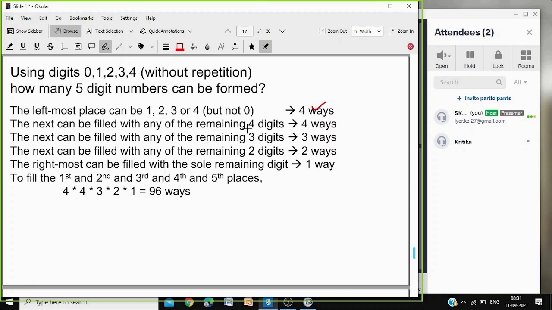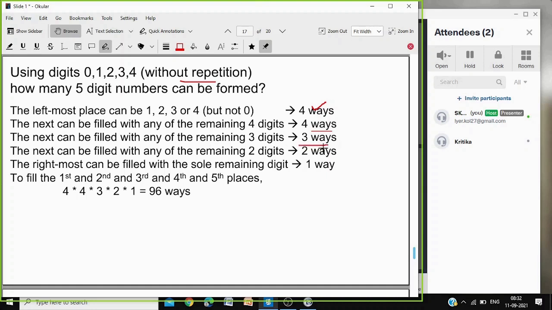So all the 5 digits are available, but 1 we have already used up. Since it has to be without repetition, one of the digits is already used, so you have the remaining 4 digits out of 5. Here 0 is included, but the one already used is excluded. So again 4 ways. Then 2 of the digits have been used up, so next you will have only 3 ways.